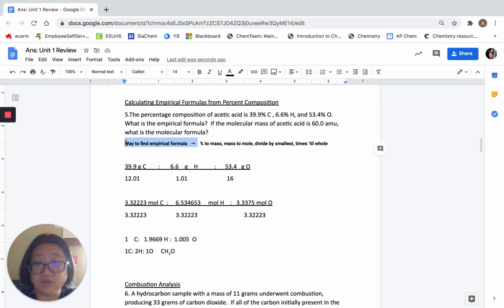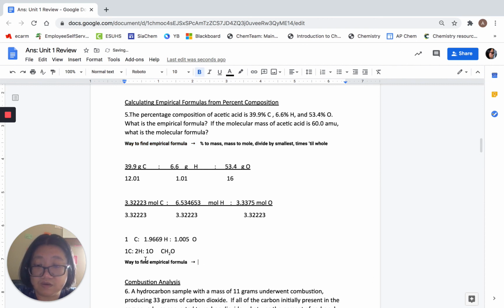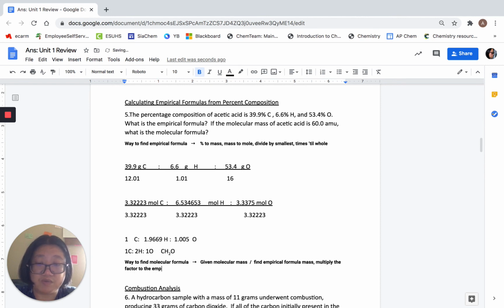To find molecular formula, so let me go ahead and do this. We define molecular formula: find empirical formula mass, divided by, given molecular mass divided by the empirical formula mass, and then the next step is multiply the factor to the empirical formula. Okay, so that's how you're gonna get it.